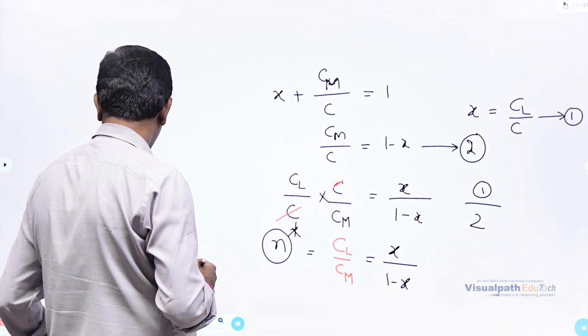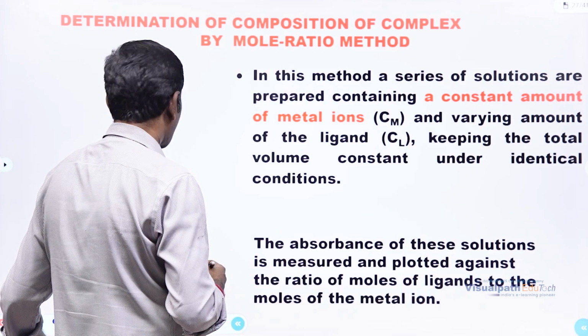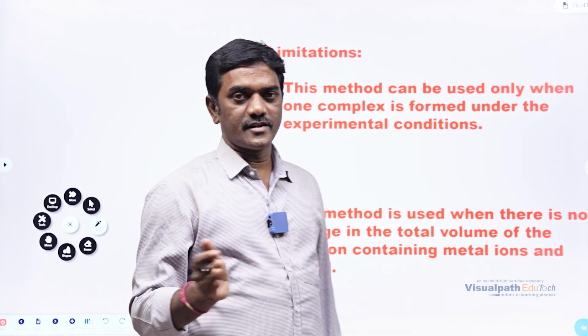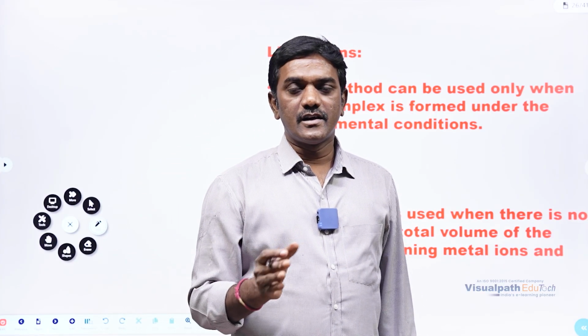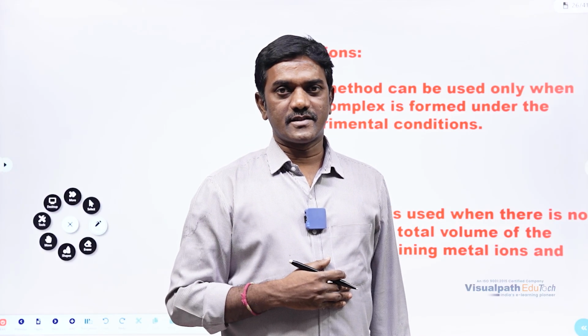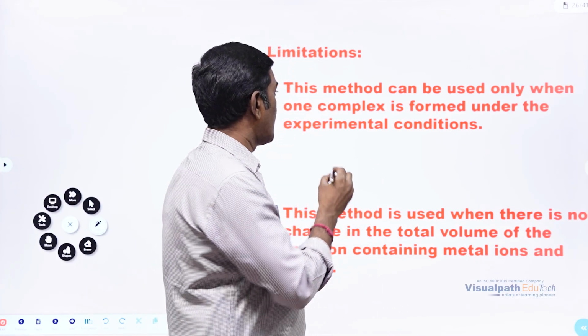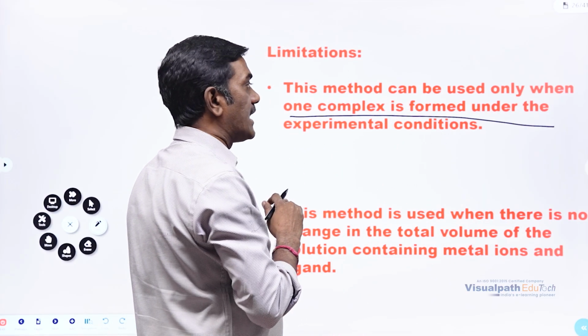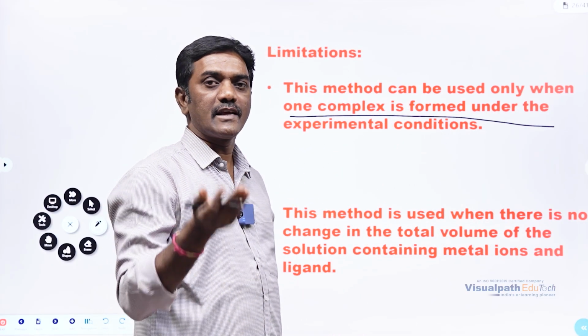What are the drawbacks in this particular method? There are two drawbacks. One is that we cannot use different ligands. We have to use only one complex. Only one complex is formed under the experimental conditions, because we are varying metal and ligand only.